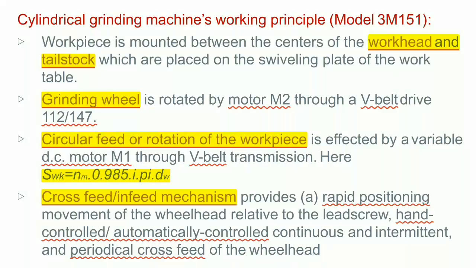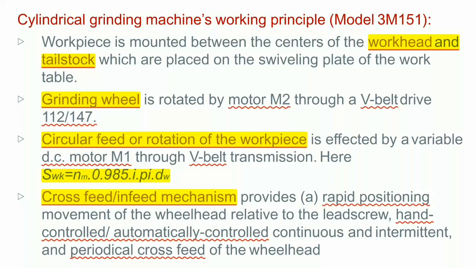Workpiece is mounted between the centers of the work head and tailstock, which are placed on the swiveling plate of the work table. Grinding wheel is rotated by motor M2 through a V-belt drive 112 by 147. Circular feed or rotation of the workpiece is effected by a variable DC motor M1 through V-belt transmission. Here, SWK is equal to Nm 0.985 IPI dW.